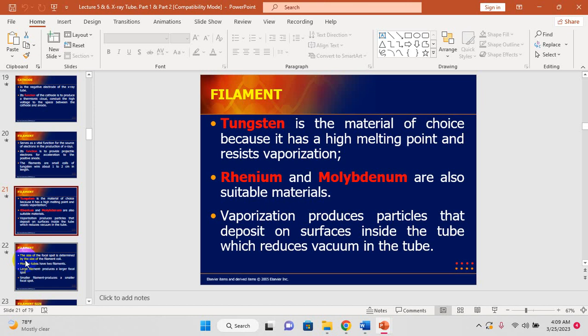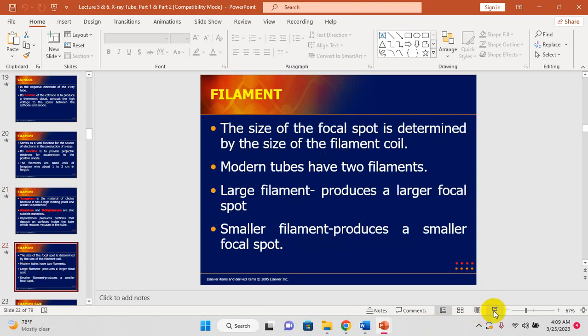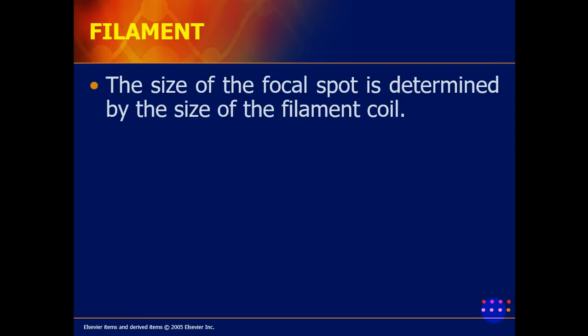And also, rhenium and molybdenum are also suitable materials. These rhenium and molybdenum are properly used in mammography. So, vaporization produces particles that deposit on surfaces inside the tube, which reduces vacuum in the tube. So, the size of the focal spot is determined by the size of the filament coil.